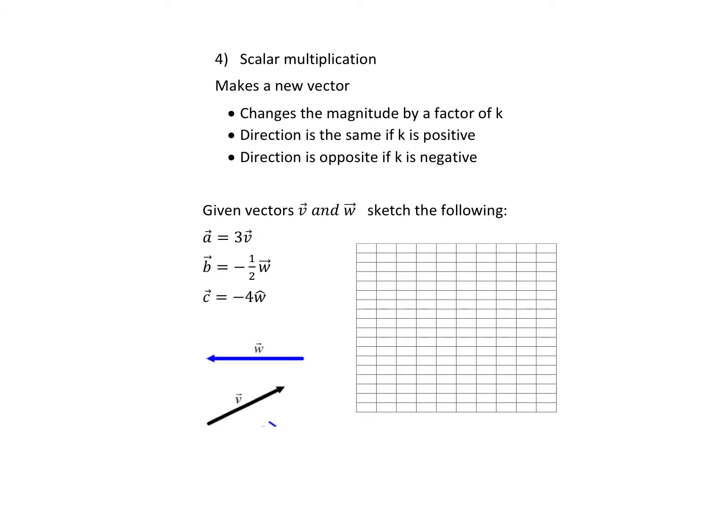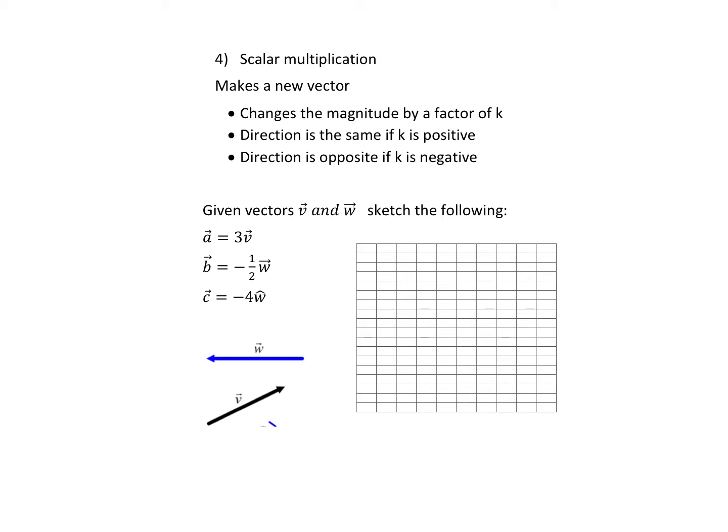We'll also look at scalar multiplication. A scalar multiplication makes a new vector by changing its magnitude. We're not changing the direction, we're just either making it longer or shorter. We can scale it up or scale it down depending on a factor k. If k is bigger than 1, it's going to make it longer. If it's smaller than 1, it'll make it shorter. And we can also change the direction to the opposite direction if k is negative.